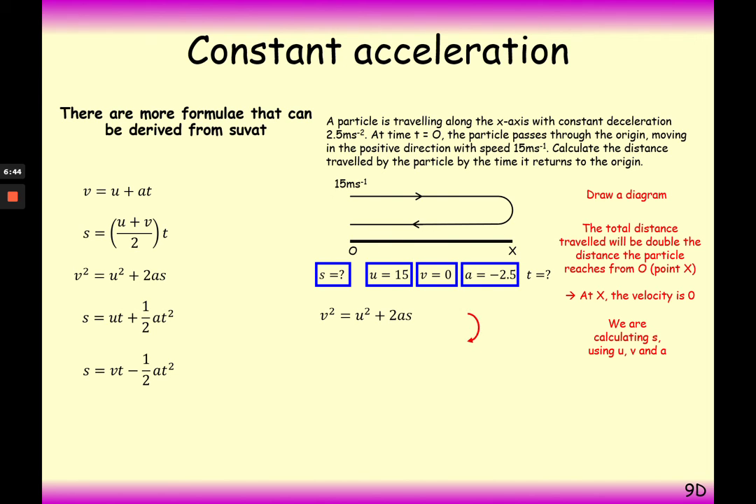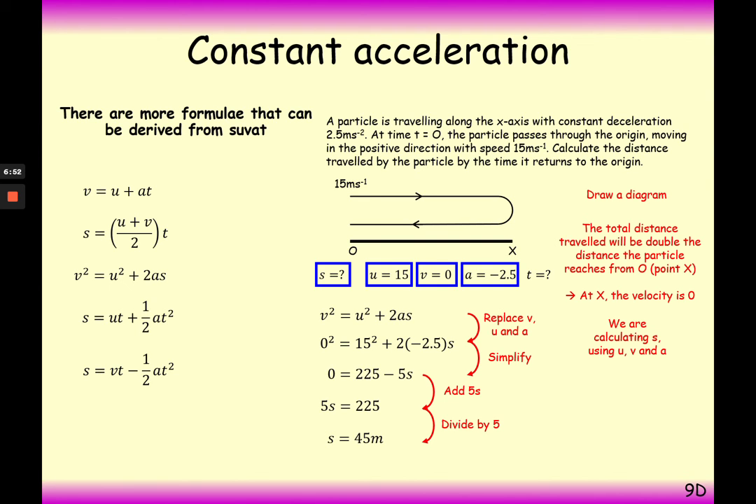So we sub in the values we have, and we'll get s equals 45 meters. But remember, the thing we worked out there is the distance to the furthest point. So the total distance it travels, we need to double that. So 90 meters is the total distance it travels. Okay, so that's the end of SUVAT equations.